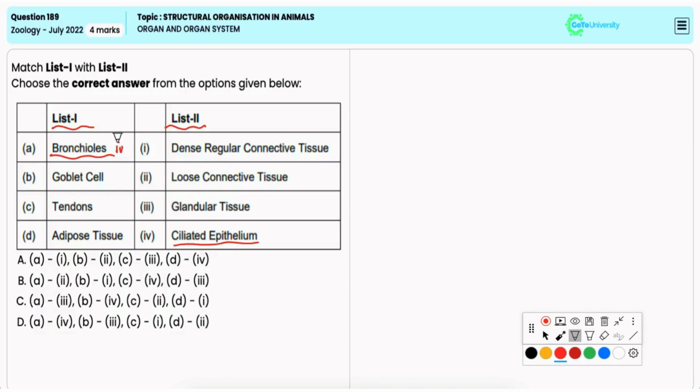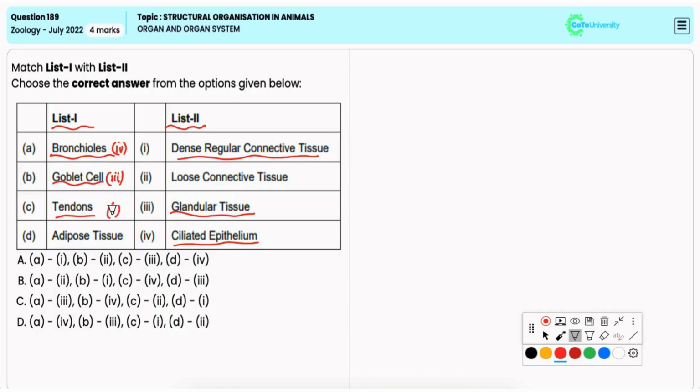Now, goblet cells are unicellular glands, and we know that some of the columnar or cuboidal cells get specialized for secretion and are called glandular epithelium, and goblet cell is an example. Thus, B matches with 3. Now, tendons are dense regular connective tissues which attach skeletal muscles with bones. Thus, C matches with 1.